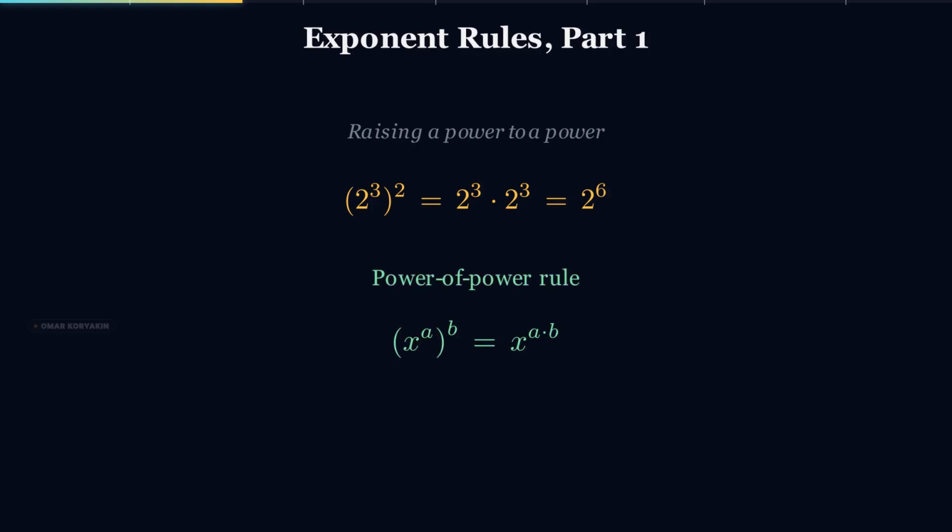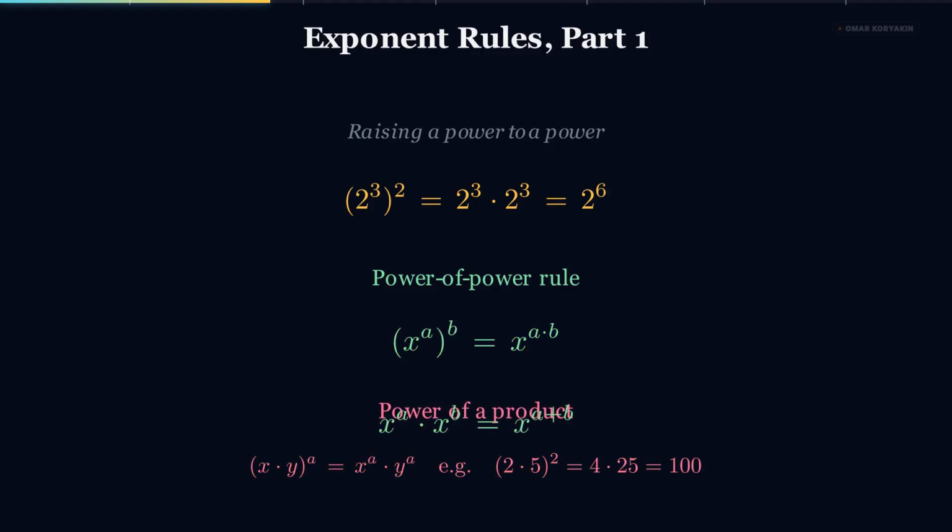Generalizing, that gives the power of power rule. For any base x and any exponents a and b, the expression (x to the a) raised to the b power equals x to the power of a times b. The exponents multiply, not add. This is the rule that catches the most students, because the visual pattern of two stacked exponents looks like it should add, but the geometry forces multiplication.